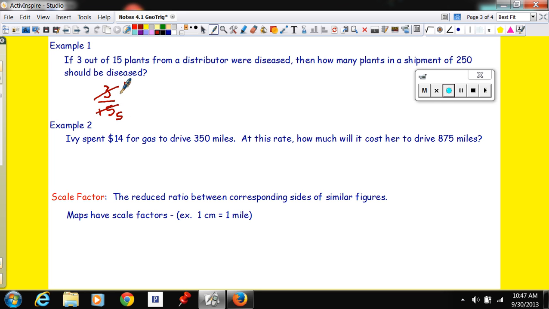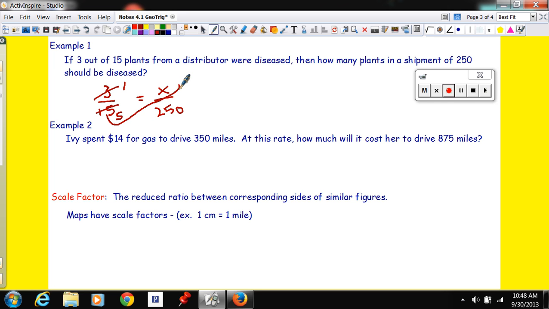But if this is the scale or the ratio, then how many plants, if they send me 250, would be diseased about? And that's where we're going to use our proportion and put X plants that are diseased out of 250 total plants. So X diseased, the number on top is our diseased plants, and the number on the bottom was the total. So we're going to multiply our diagonals.